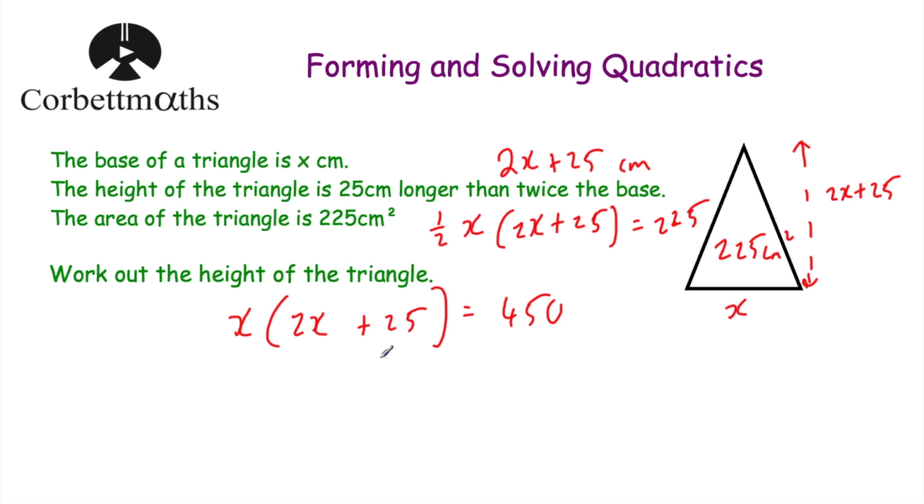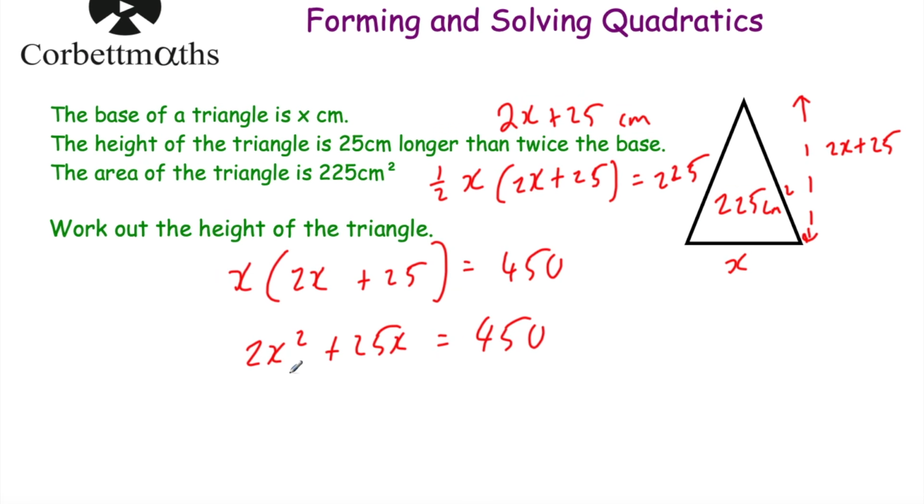Now what I'm going to do is expand the brackets here. So x times 2x is 2x squared, and x times 25 will be plus 25x. So here we've expanded the brackets, and we've still got that's equal to 450. Okay, so now we want to solve this quadratic equation. It doesn't equal 0, so I'm going to take away 450 from both sides of this equation. So the left-hand side would become 2x squared plus 25x minus 450, and the right-hand side of the equation would become 0, just taking away 450 from both sides of the equation.